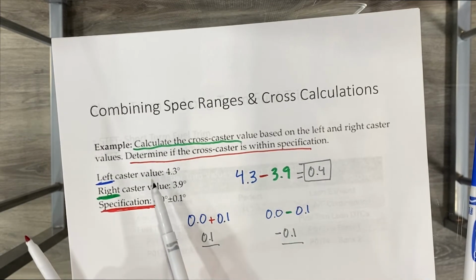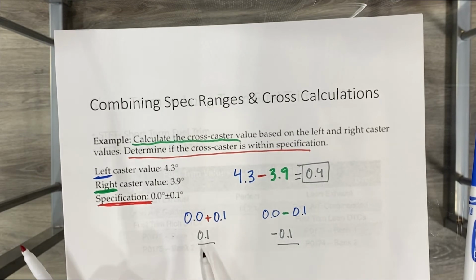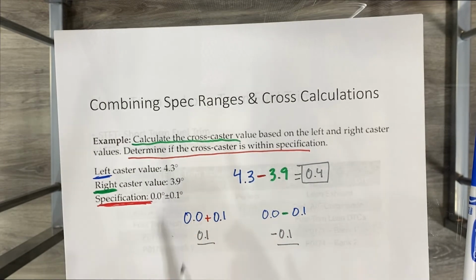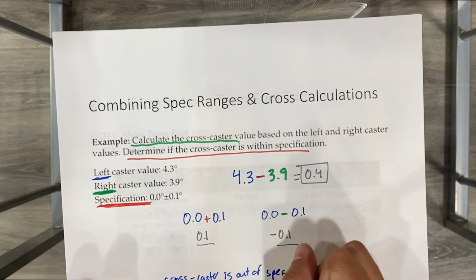So looking at the crosscaster that we calculated, 0.4, it looks like that's going to be too large to fit within the spec range. So it's asking us to determine if the crosscaster is within spec, and we're going to say crosscaster is out of spec.